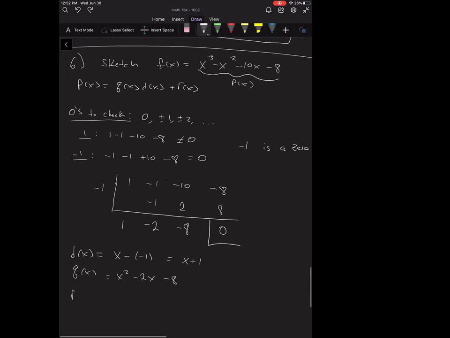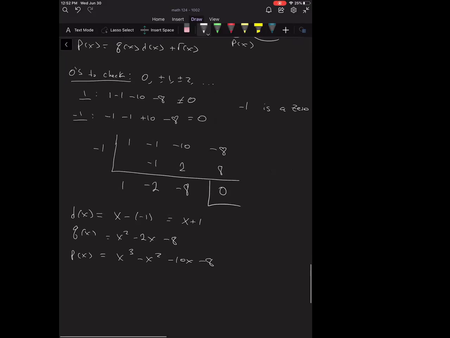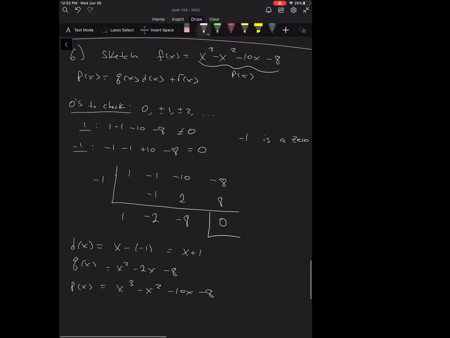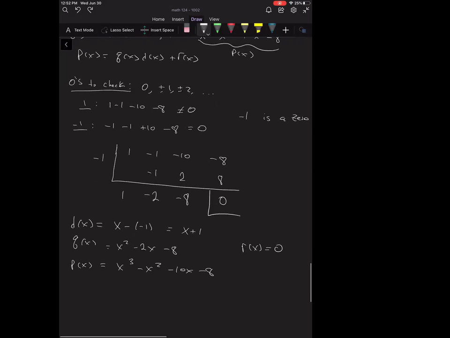And our p of x, just to rewrite it, that was the same thing as f of x. So we have x to the 3 minus x squared minus 10x minus 8. Oh, and I guess we could write this as well too. R of x is 0. So using this equation, we can factor f of x because we need to find the zeros of f of x to graph it. So we can rewrite f of x. We have x to the 3 minus x squared minus 10x minus 8 is going to be d of x times q of x. D of x is x plus 1.